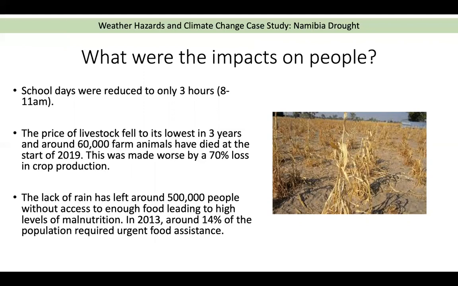All right. The lack of rain has left around 500,000 people without access to enough food, leading to high levels of malnutrition. Malnutrition just means not having enough nutrients and food to survive and stay healthy. In 2013, around 14% of the population required urgent food assistance. Okay, so that's showing you how this is impacting on people's ability to stay healthy.